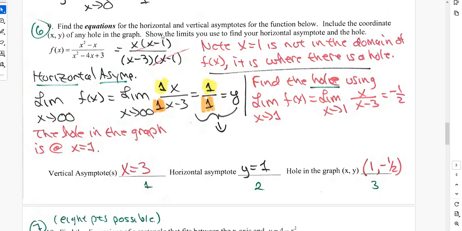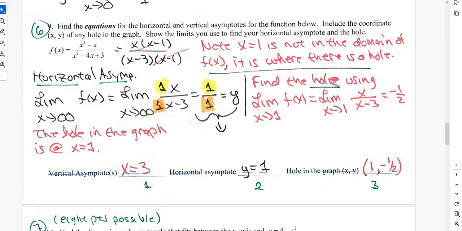That's going to be where you have a hole in the graph. And you can find the coordinates of that hole by calculating the limit as x approaches 1. You know, essentially you don't need to use L'Hopital's rule here. You can just use this kind of abbreviated version of the function, x over 1 minus 3, and you get the point: the hole in the graph is (1, negative 1/2).